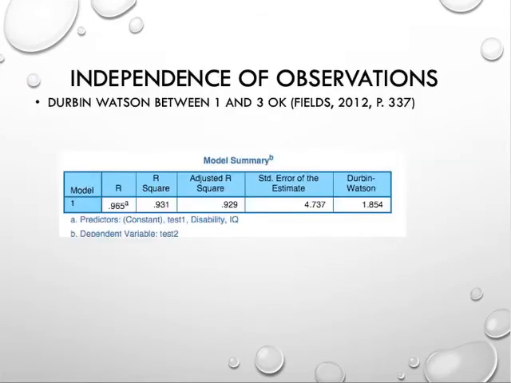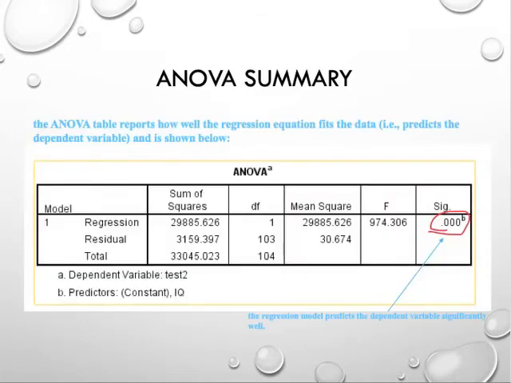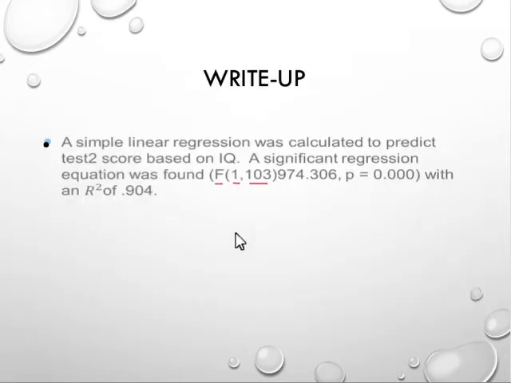Okay. So independence of observations, we use the Durbin-Watson; between 1 and 3 is OK. Our Durbin-Watson here is 1.854, and we would consider that to be OK for the independence of observations. When we're writing this up: a simple linear regression was calculated to predict test 2 score based on IQ. A significant regression equation was found, F, with degrees of freedom 1 and 103. If we look back to this table, 1 and 103, and the F value is 974.306.